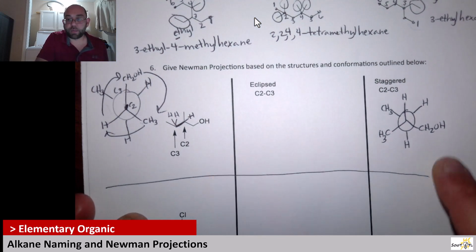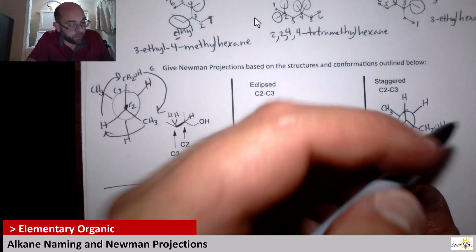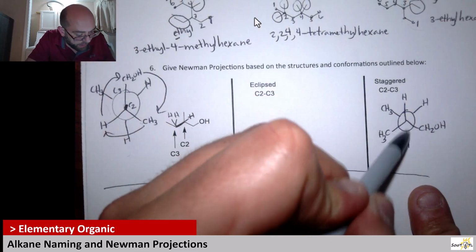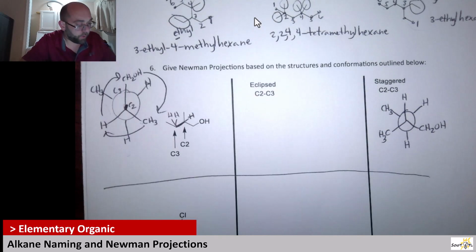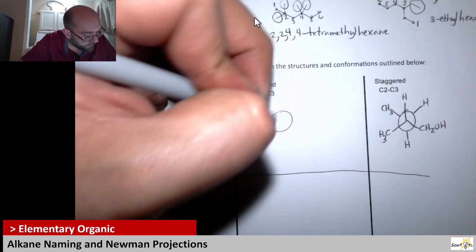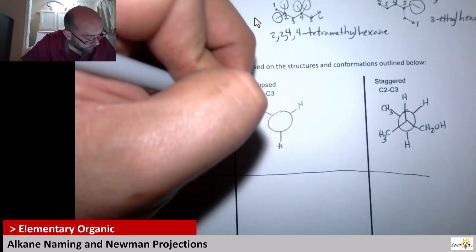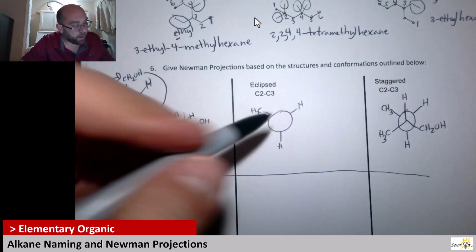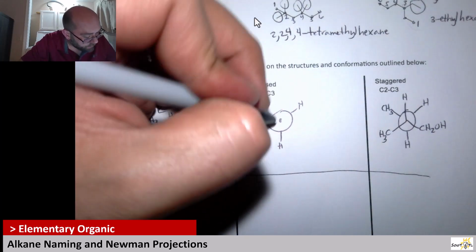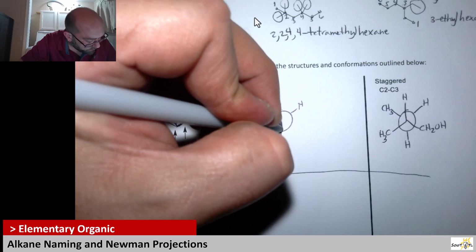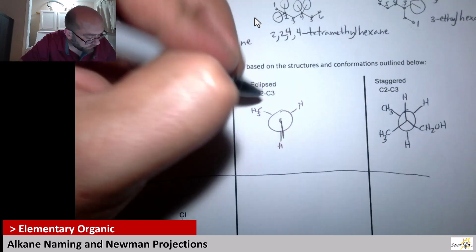All right, now to do an eclipsed, what we'd have to do is say this bond and that bond would have to be right on top of each other. So I'm going to keep the hydrogens and the methyl on the back where they are. Okay. Now, to do it eclipsed, I'd have to have it almost right on top of it, like so.